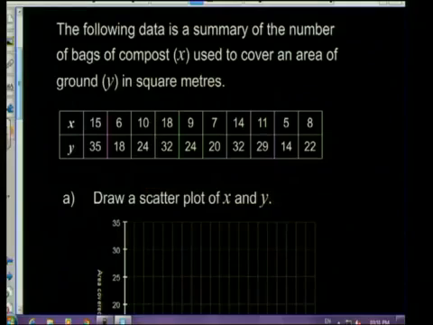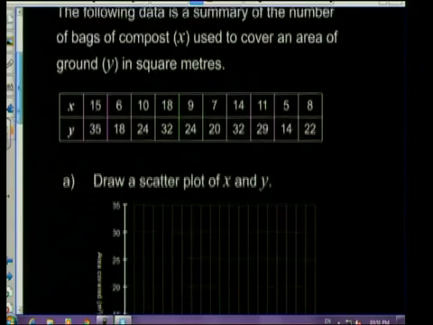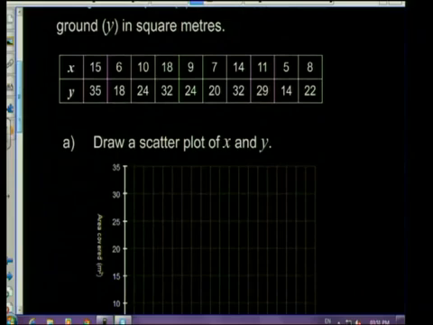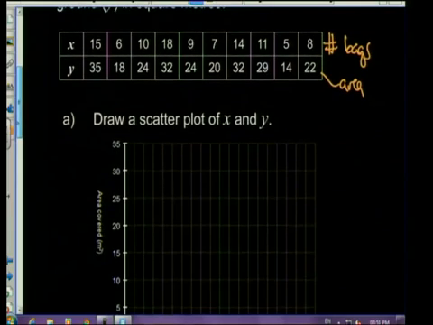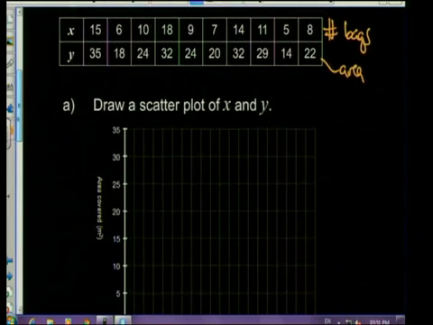The following data is a summary of the number of bags of compost used to cover an area of ground in square meters. Okay, so these are the number of bags of compost, so number of bags, and this over here would be the area. And so we can be asked to draw a scatter plot. Now drawing a scatter plot is not too difficult at all. You've just got a whole lot of coordinates. So we plot the points.